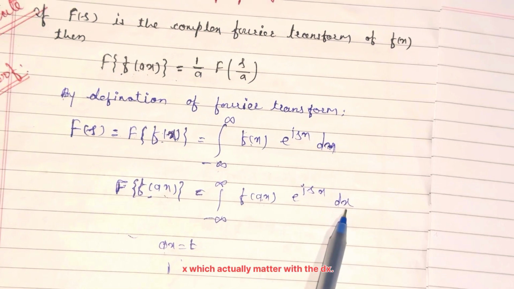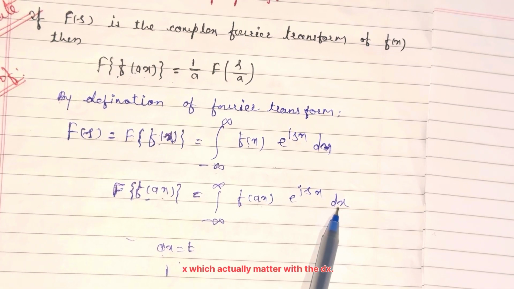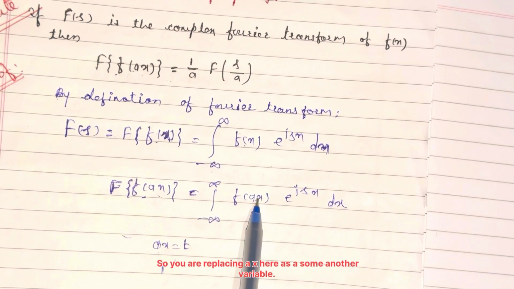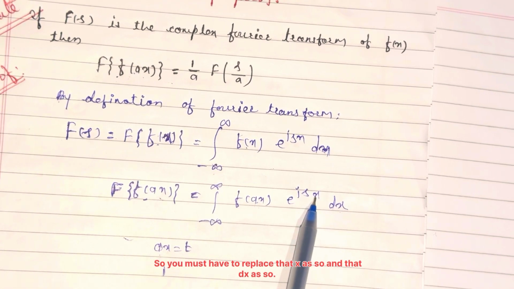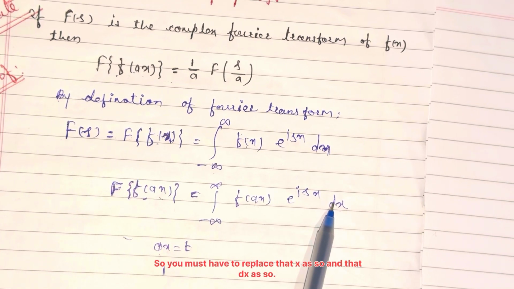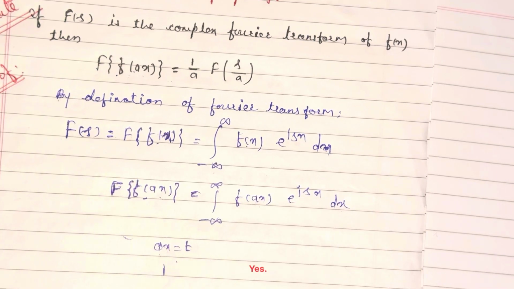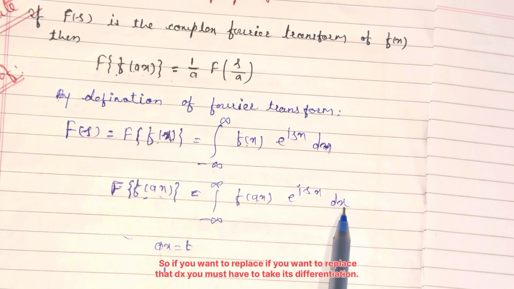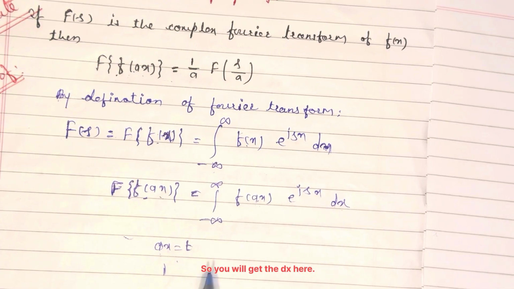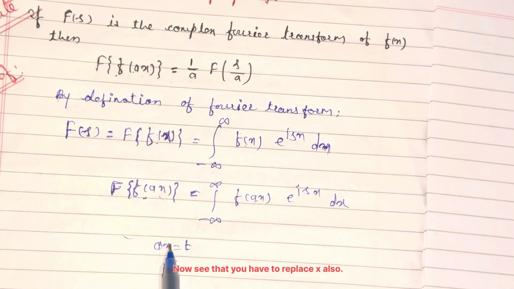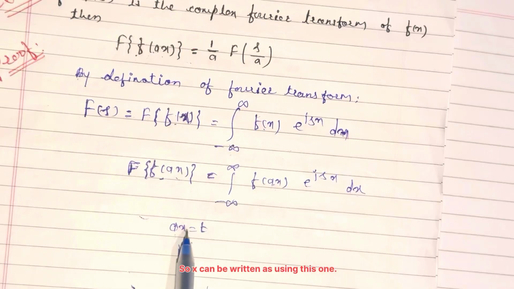x, which actually matters with the dx. So you are replacing ax with another variable, so you must replace that x also, and that dx also. If you want to replace that dx, you must take its differentiation. So you will get the dx here.